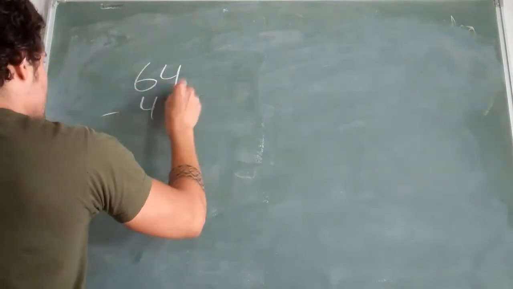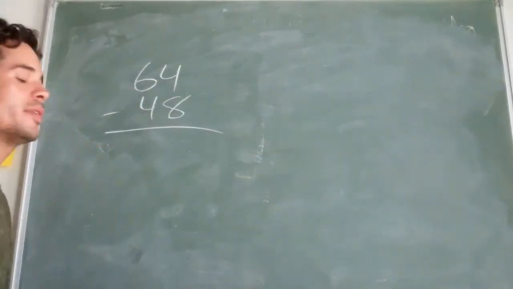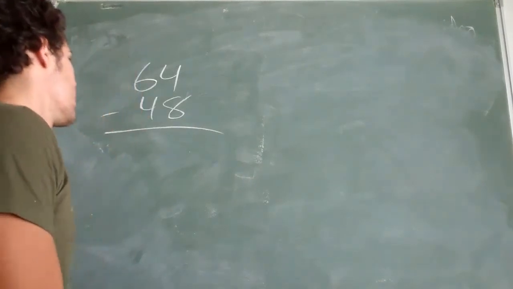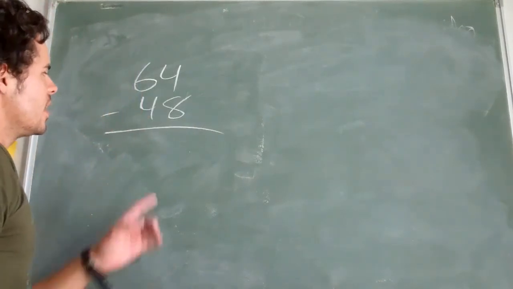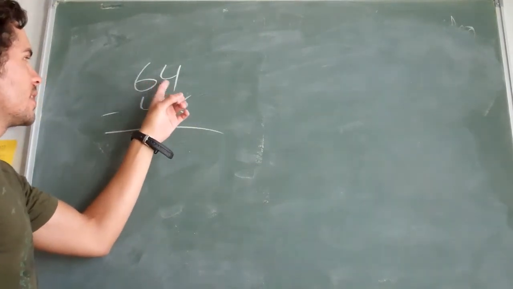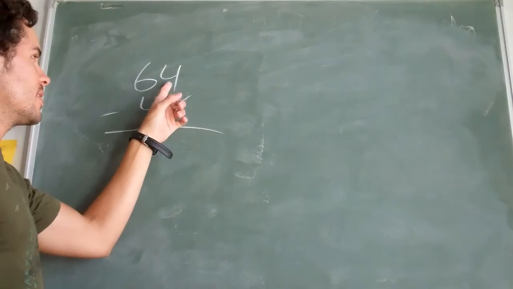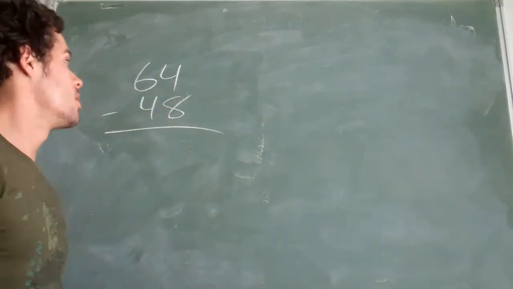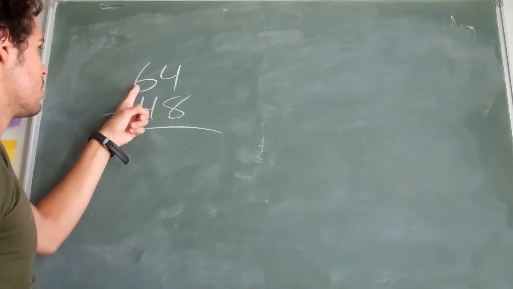64 minus 48. You might be able to look at it and know exactly what it is, but what if your teacher wants you to show the work? Not a problem. The important thing to remember about subtraction is if the number on the top here is less than the number on the bottom here, then I have to borrow 1 from the next number over.